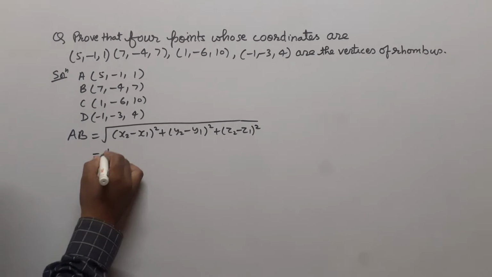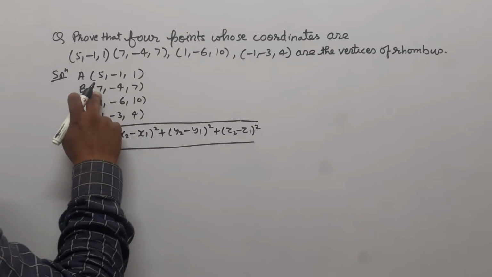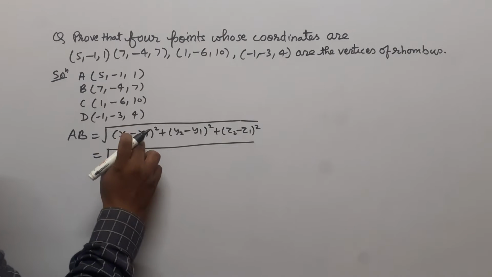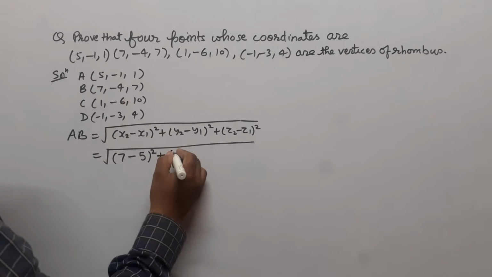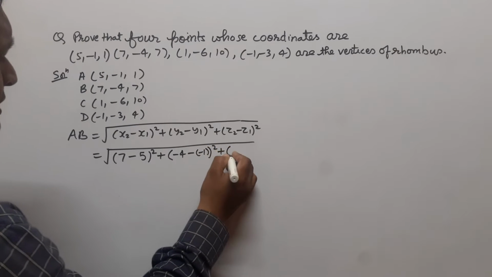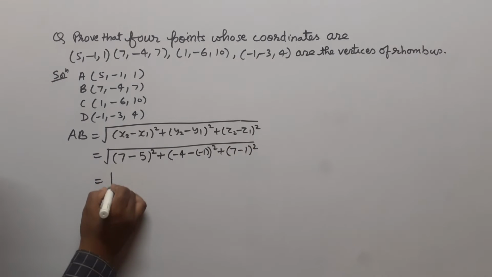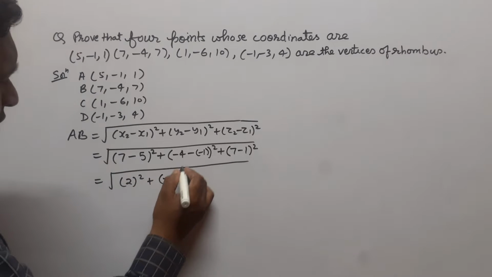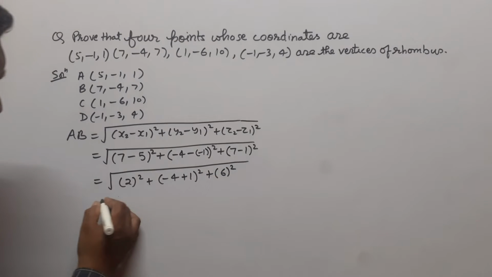So we can see here, suppose A point is (x1, y1, z1) and B point is (x2, y2, z2). So we write x2, that is 7, minus x1, that is 5. So (7 minus 5) whole square plus (y2, that is minus 4, minus y1, that is minus 1) square, plus (z2, that is 7, minus z1, that is 1) whole square. So 7 minus 5 is 2 square, and minus 4 minus minus 1 is minus 3 square, and 7 minus 1 is 6 square.